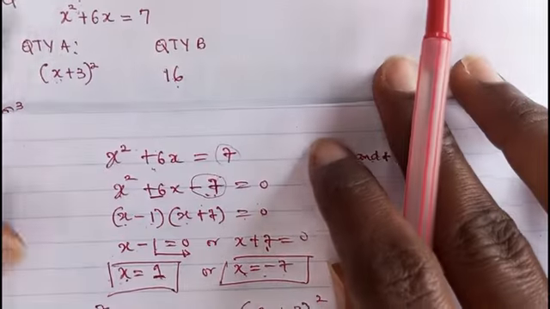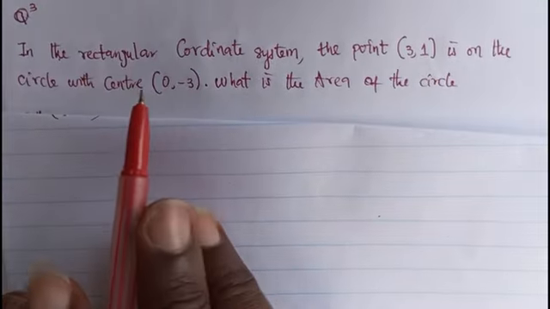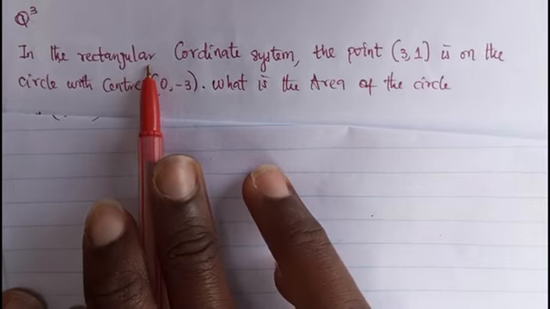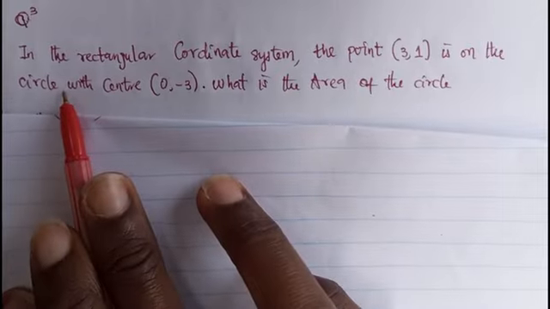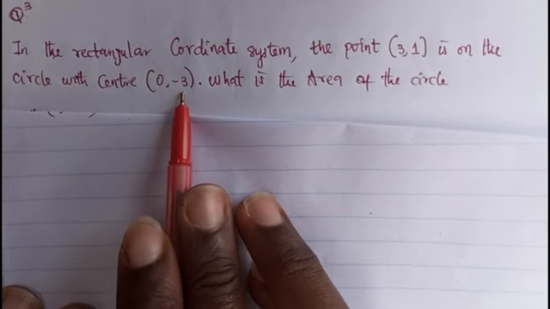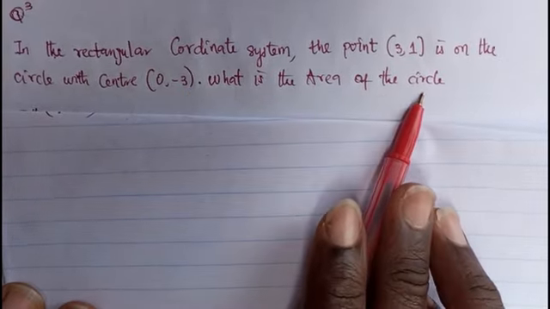So let us move to question number 3. In this rectangular coordinate system, the point 3, 1 is on the circle with center 0, minus 3. What is the area of the circle?